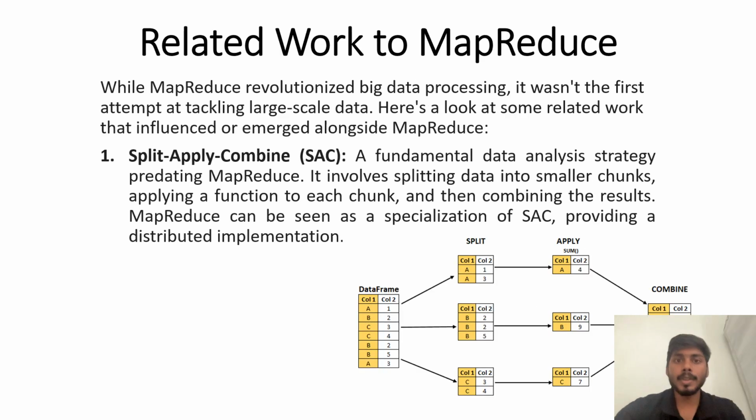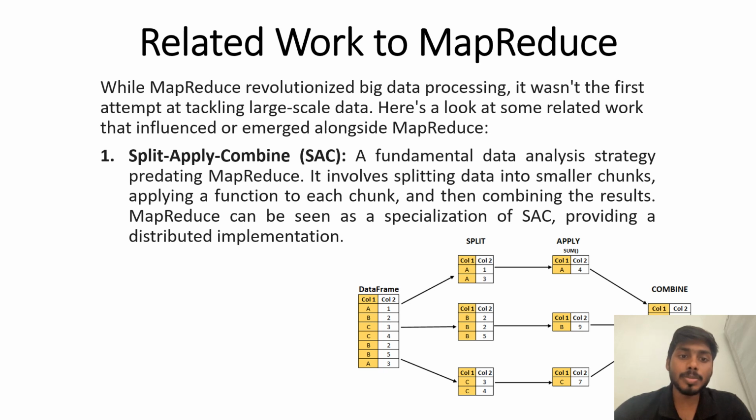Let's discuss the related works to MapReduce. While MapReduce revolutionized big data processing, it wasn't the first attempt at tackling large scale data. So, before MapReduce, there were some other approaches like SAC, MPI, DSL. SAC is nothing but split-apply-combine. It is a fundamental data analysis strategy predating MapReduce.